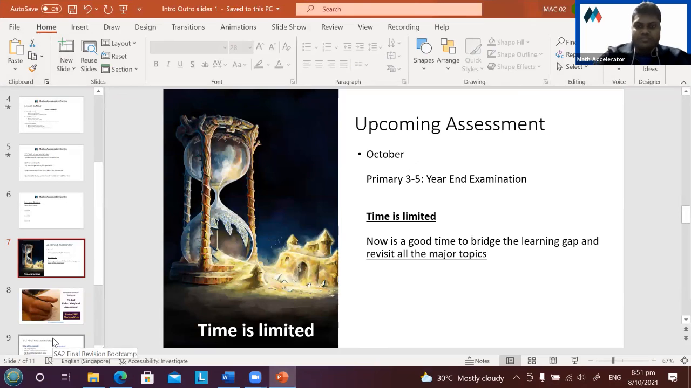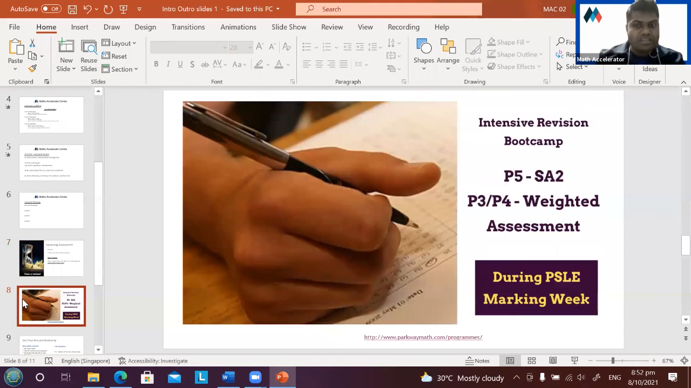Okay. So for the upcoming assessment in October, I understand that for primary 3 to primary 5 is a year-end examination and time is very limited. Okay. So it's a good time to bridge your learning gap right now. All right. So it has come to my attention, for primary 3 to primary 5.